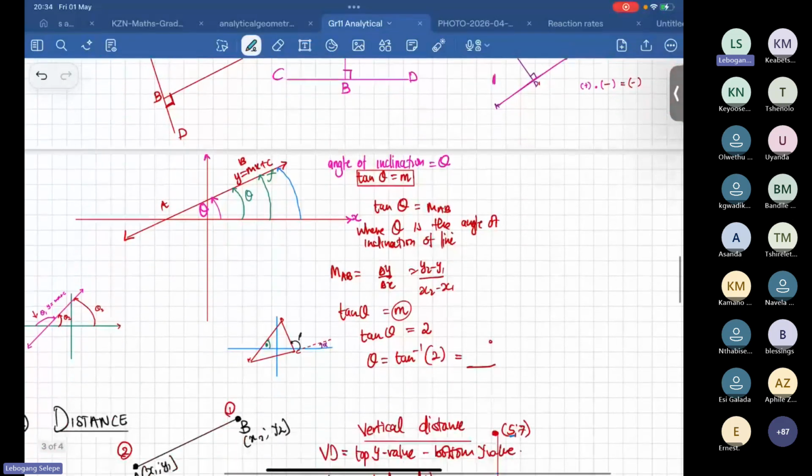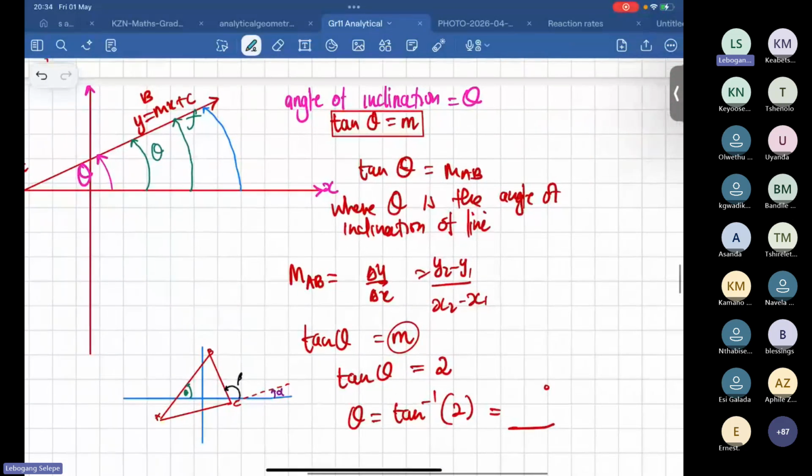And then we also have to remind you that in grade 11, you were introduced to another way of calculating the gradient of a function or a straight line, which was using the angle of inclination, right?